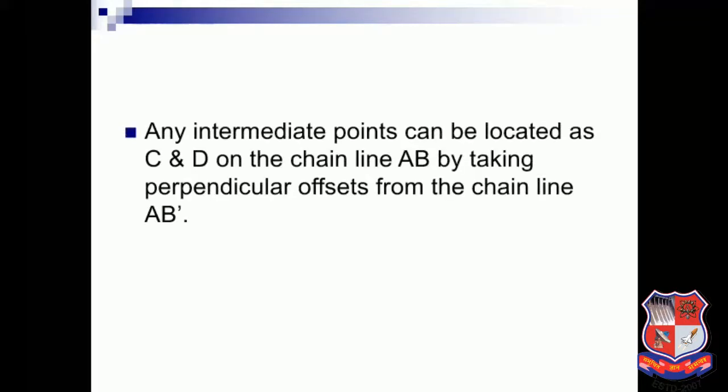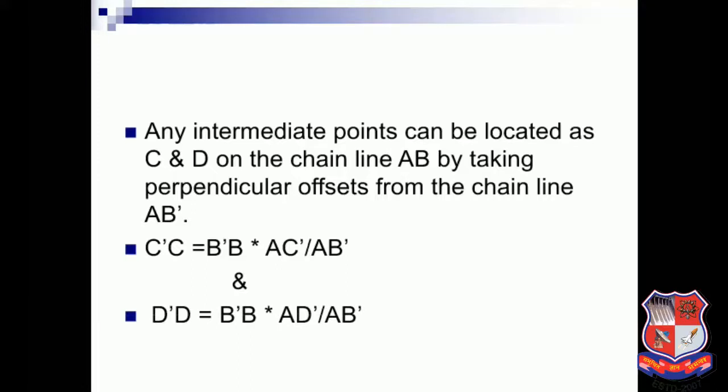Any intermediate points can be located as C and D on the chain line AB by taking perpendicular offsets from the chain line AB'. Now C'C is equal to B'B into A'C divided by AB', and similarly D'D is equal to B'B into AD' divided by AB'.